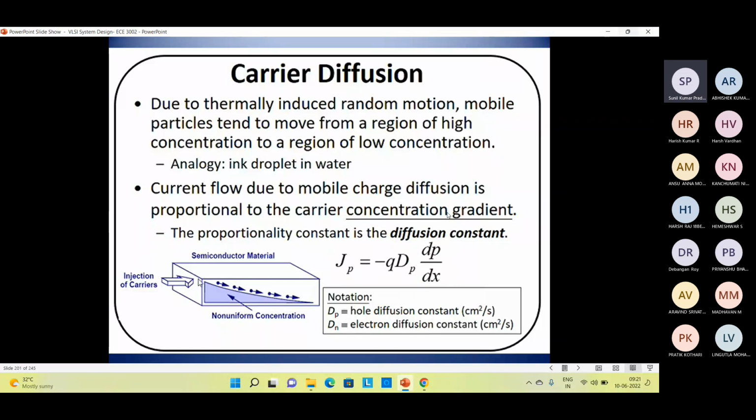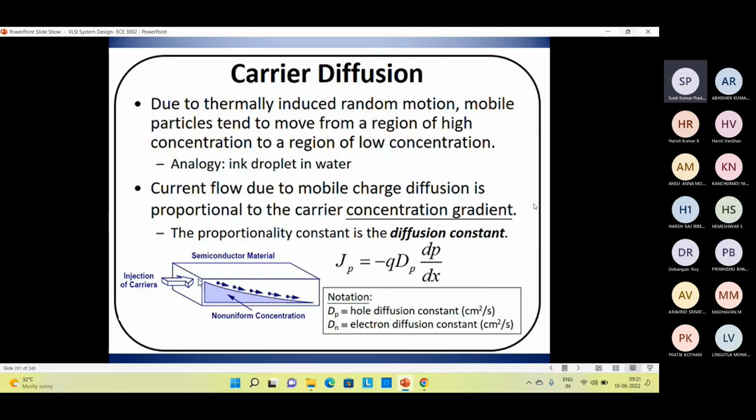Similarly, for the electron current density, Jn is equal to q Dn dn by dx. The only difference is that in our case there is no negative sign, so we have a positive sign, and the same thing applies. The difference is that we have an electron concentration gradient, electronic charge, and electron current density.